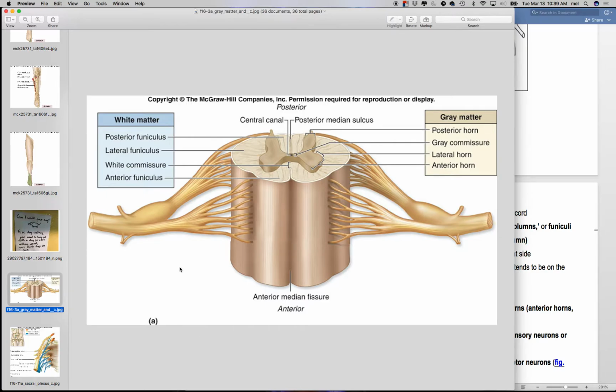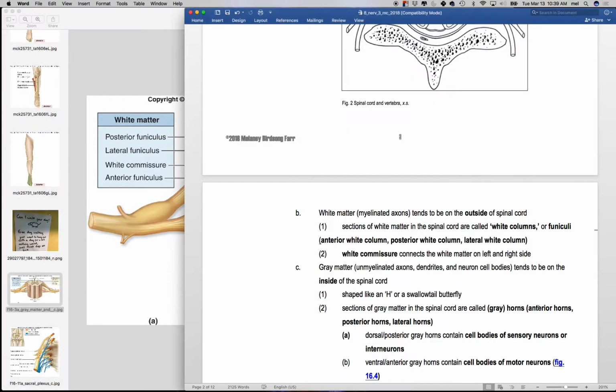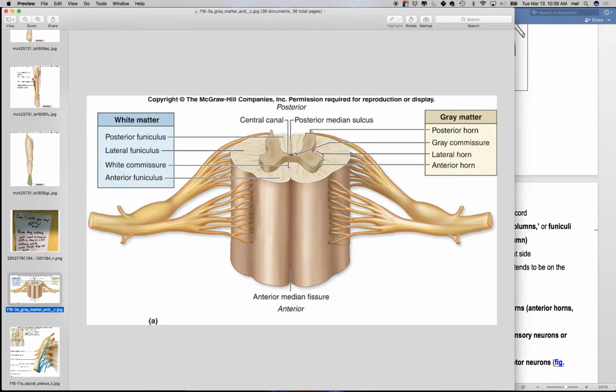Okay, now, there's like 25 different tracts, and they all have individual names and functions, but you do not have to learn them, okay? So, we have to look at the pattern of gray matter and the pattern of white matter, and at this level, it's actually relatively easy. So first thing is the white matter is called different chunks. So you've got anterior chunks, lateral chunks, and posterior chunks, but they're not called chunks. They're called either anterior funiculi or white columns. White columns is what they are, right?